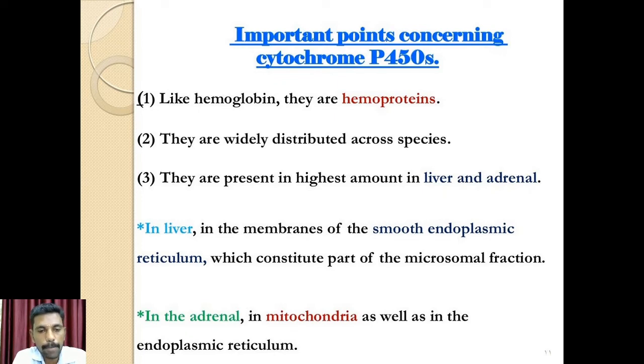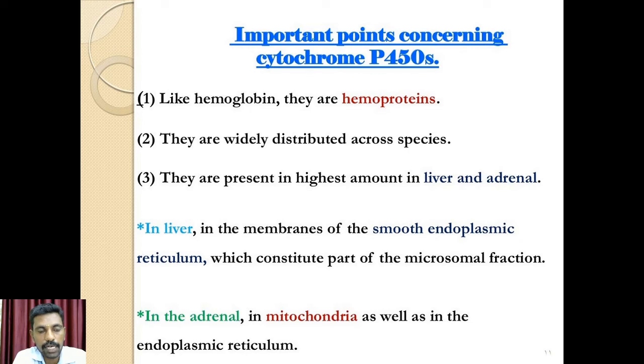In hepatic microsomes, cytochrome P450s can comprise as much as 20% of the total protein present. P450s are found in most of the tissues, though often in low amounts compared with liver.